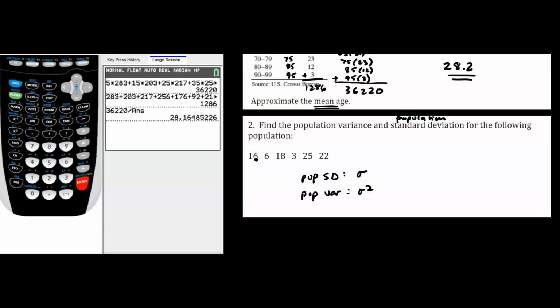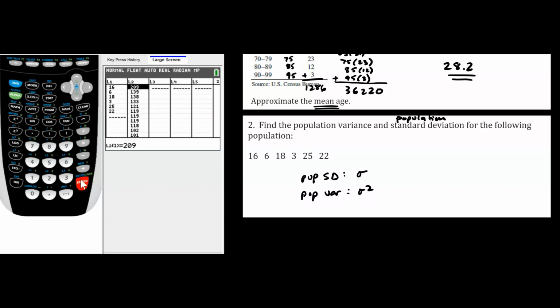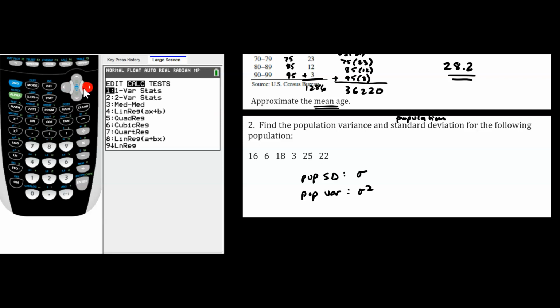So I've entered this data into list 1. I did stat edit, and you could see in list 1 I have 16, 6, 18, 3, 25, and 22. And the tool that I'm going to use here is stat calc, and it's 1-var stats. So I'm going to go to this 1-var stats tool, or 1 variable stats, press enter, and I need to indicate that I'm working with list 1.